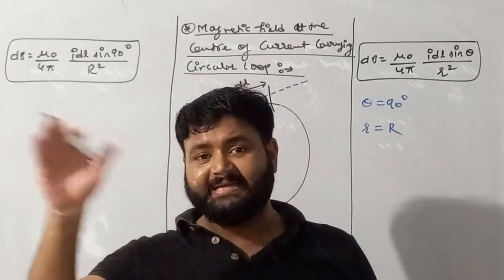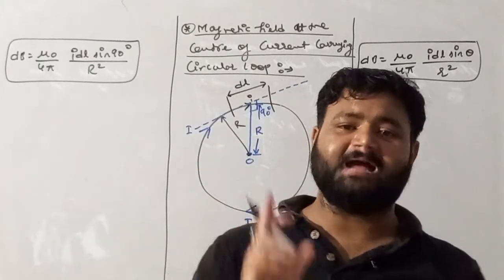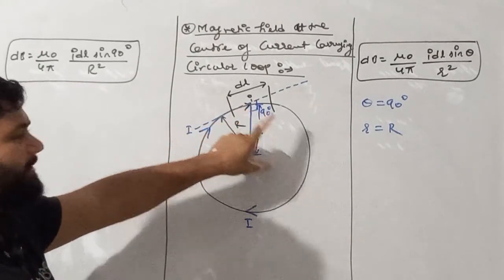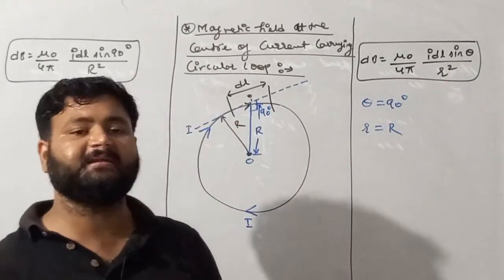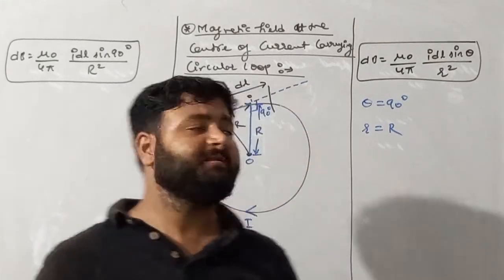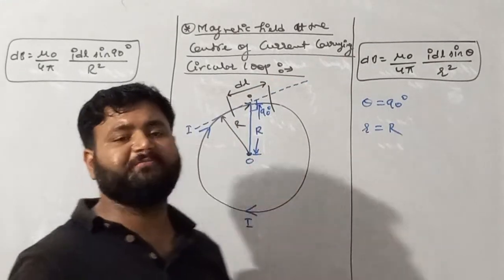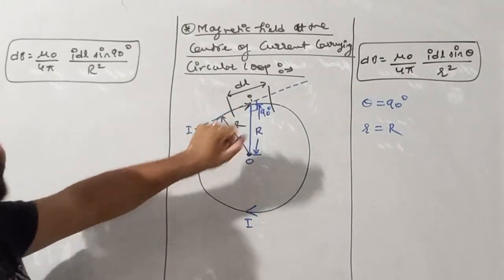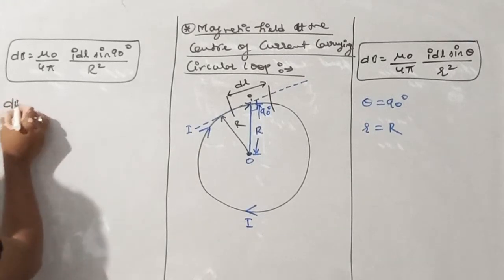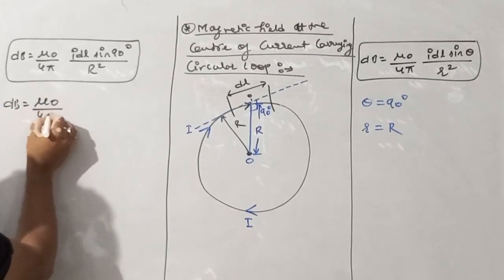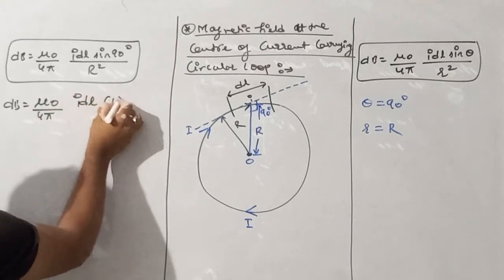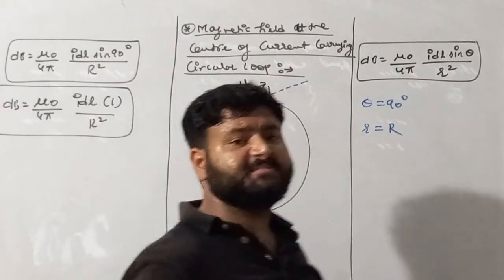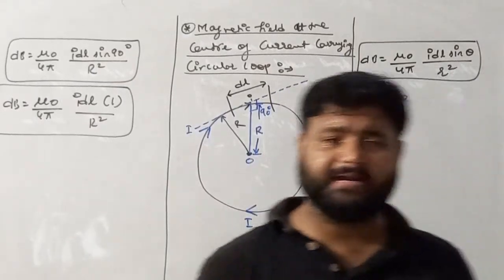So we know that tangent and normal, always between them the angle is 90 degrees. That's why I'll write here 90. And the perpendicular distance, remember, this distance is always considered to be the perpendicular distance between the current element and point P where we want to find the magnetic field. So this distance is equal to the radius. Moving forward, dB becomes equal to mu naught upon 4 pi, I dl sine 90, which is 1, upon r square. So this is the value of the magnetic field due to this small part, which is also called the current element.